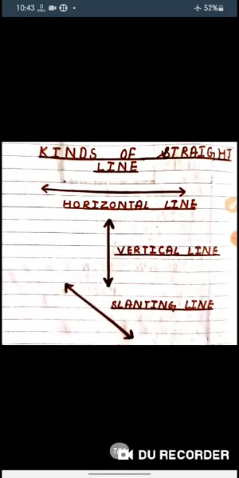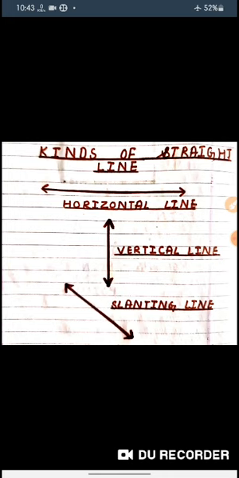Next, kinds of straight lines. A horizontal line, or we can say a sleeping line. A sleeping line is the horizontal line. A vertical line means a standing line. A standing line means a vertical line. And a slanting line or oblique line. This is a slanting line. The middle one is a vertical line, and the top one is a horizontal line. These are the different kinds of straight lines.